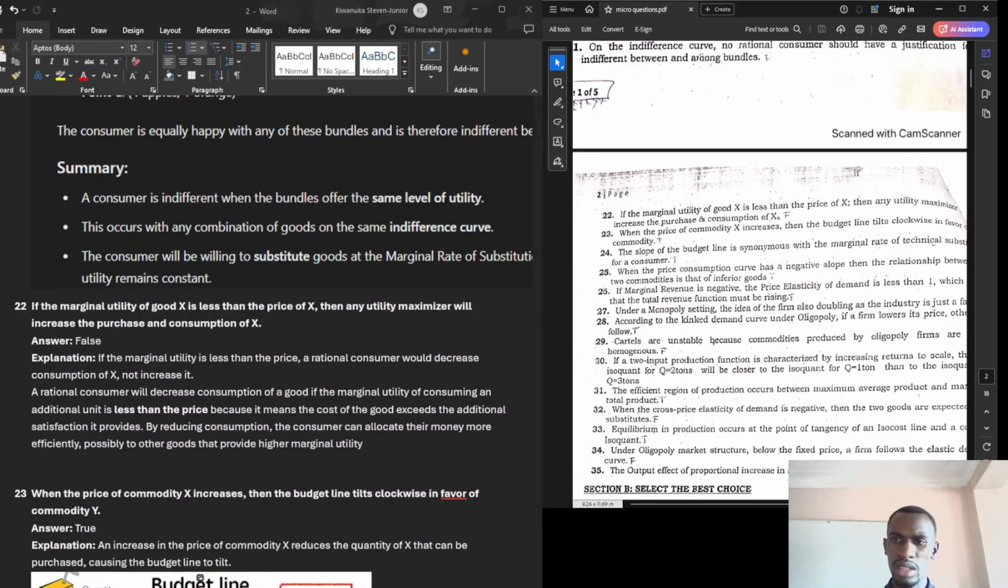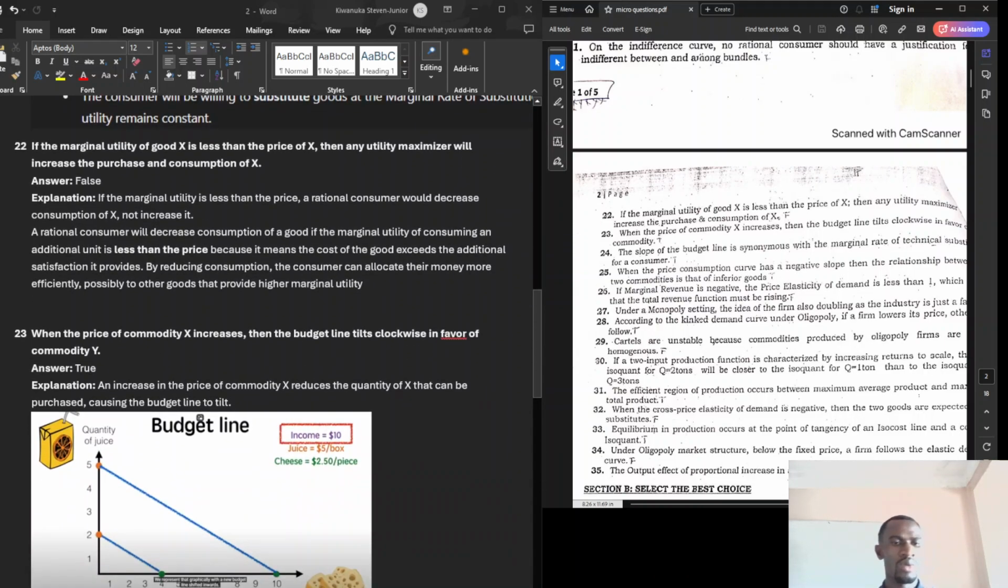We come to 23. If the price of a commodity X increases, then the budget line tilts clockwise in favor of commodity Y. We see that that is true. If you do some research, the budget line is where we have two or more commodities, basically two.